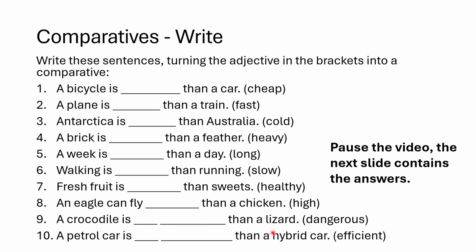than a lizard. Dangerous. 10. A petrol car is than a hybrid car. Efficient. Pause the video. The next slide contains the answers.